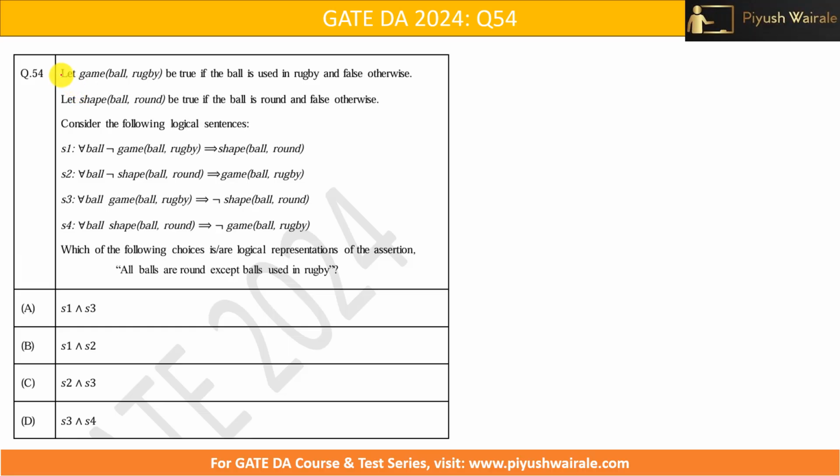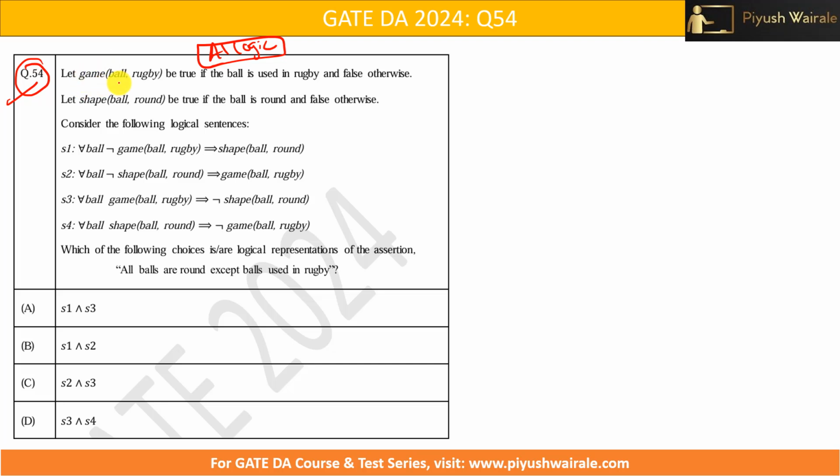Hello everyone. In this video we are going to discuss question number 54 of the GATE DA24 exam. This question is based on the AI logic topic, so you can expect this type of question next year as well. Here you can see this question.